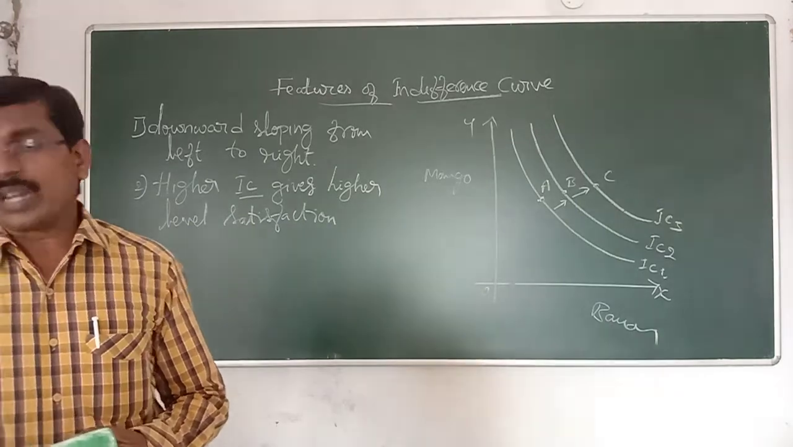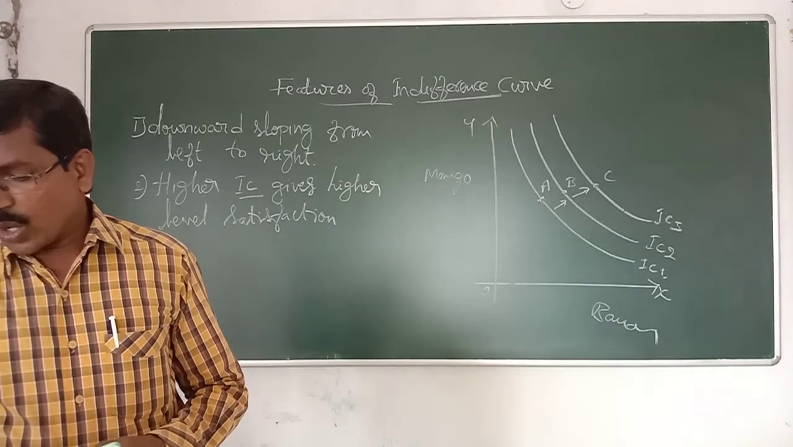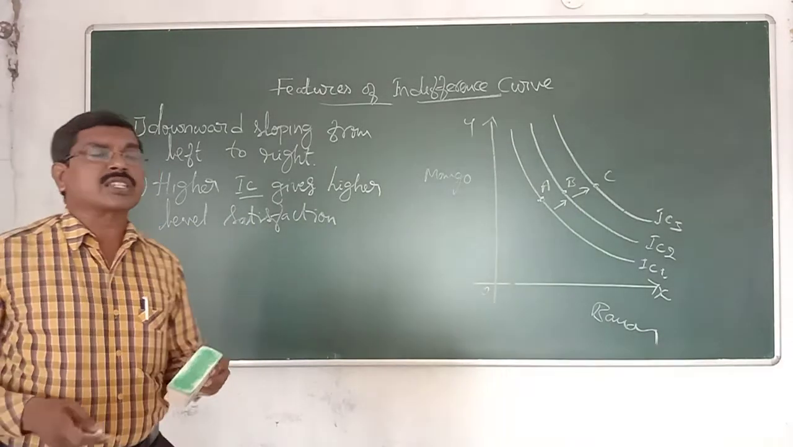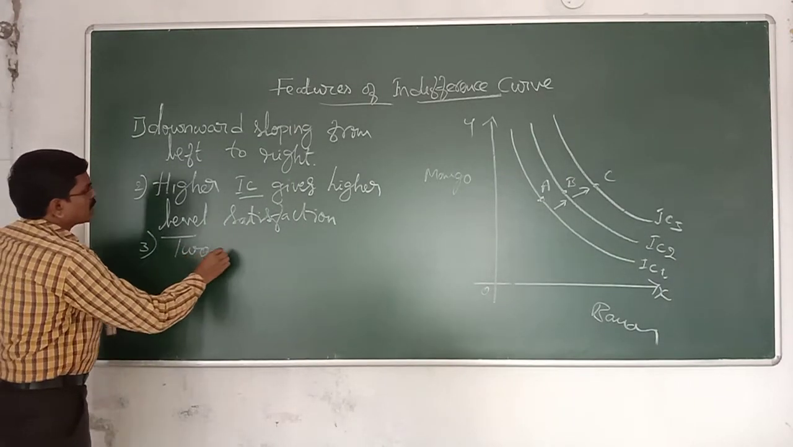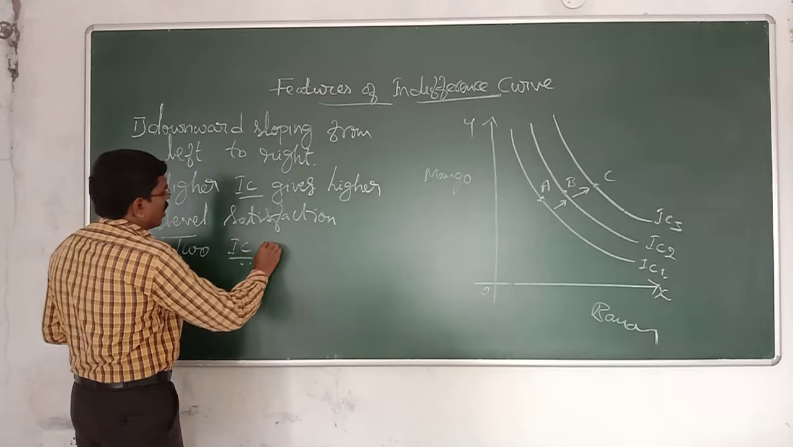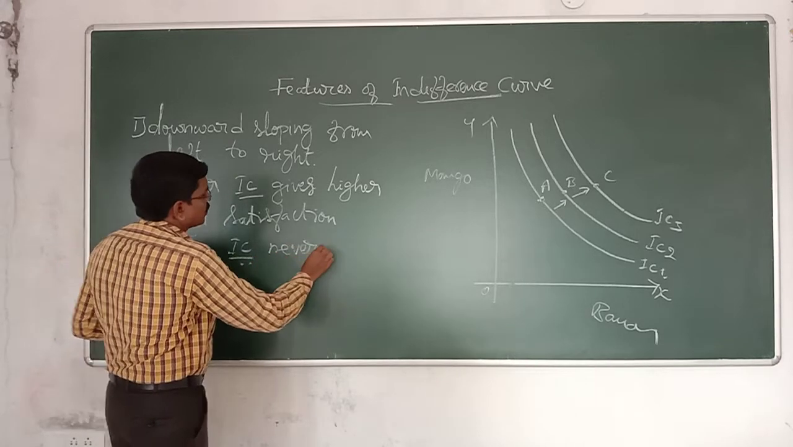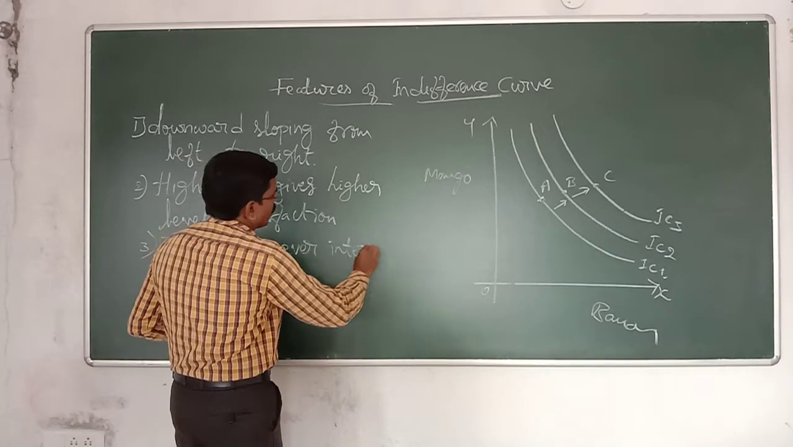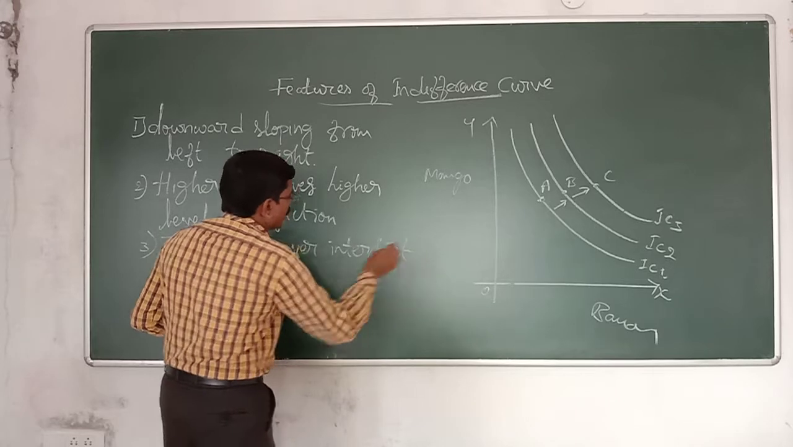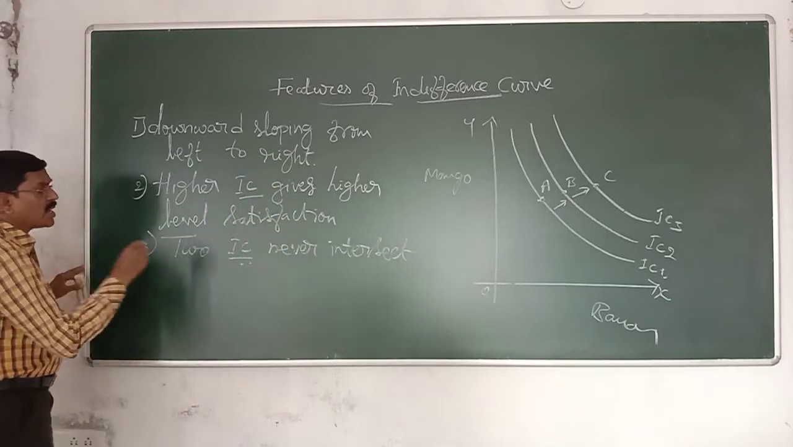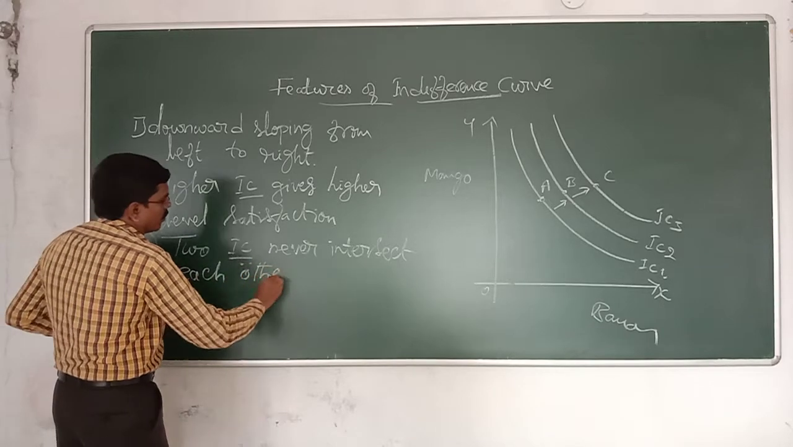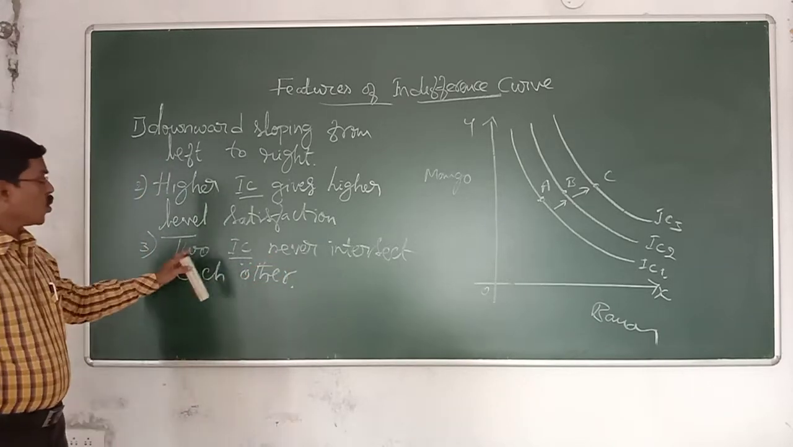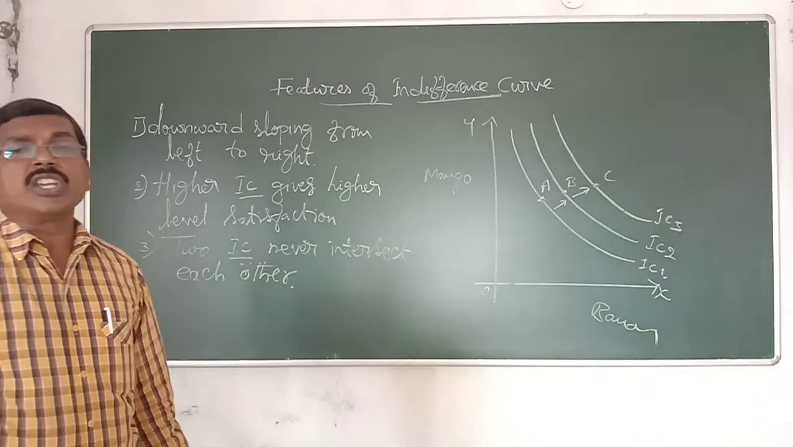And next, the third one. Two indifference curves never intersect each other.